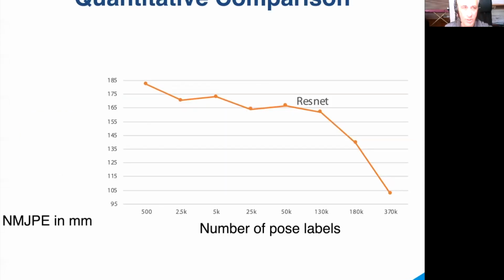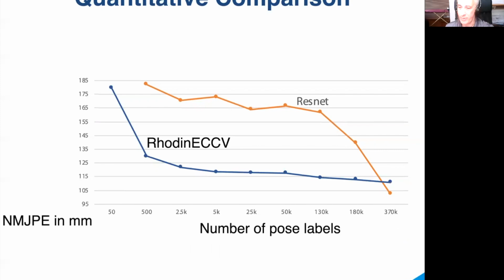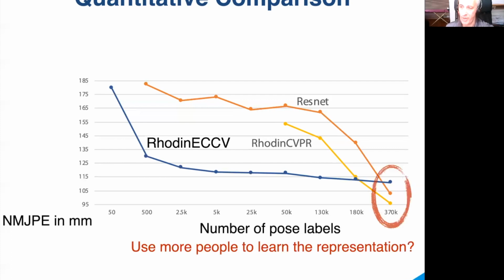We tested this on Human3.6M. You can see here the performance of a ResNet compared to ours as a function of the number of annotations. In the very low annotation rate regime, we do much better. However, in the higher rate of annotation regime, the first method I presented tends to do better. This may have to do with the fact that we did not use enough different people to learn the initial representation and should be looked into.